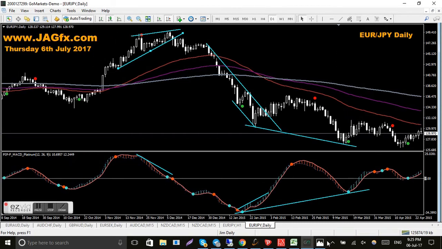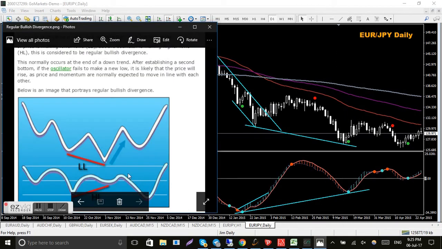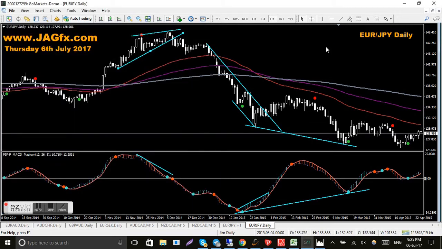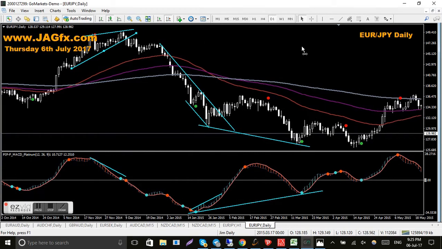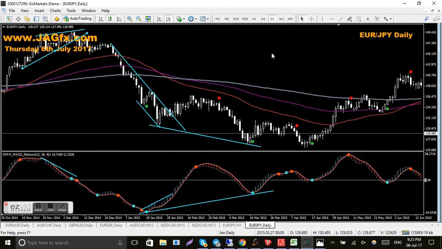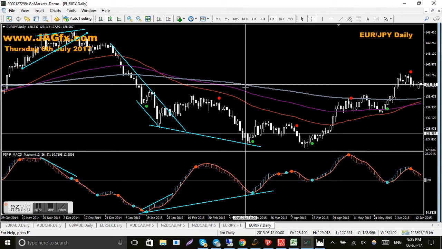Let's look at our pictures. Again, regular bullish divergence. There it is on the pictures. Just a cheat sheet I use just to confirm. I generally know the regular ones, but sometimes I have to look at the cheat sheet for the hidden divergence, which can be a little bit tricky at times. But anyway, so we take the buy.